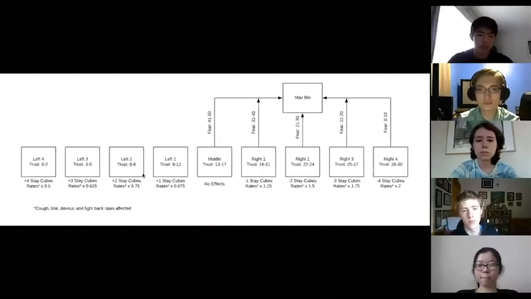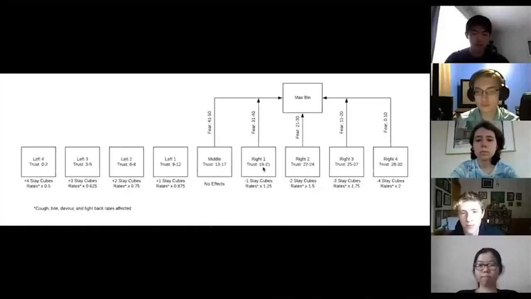As you'll see, trust can range from 0 to 30, and we've set up different bins. Depending on your trust value, you could be in a different bin in each neighborhood. And depending on your global fear, the highest bin you can reach changes, as you can note on the right with the max bin part. As an example, if your fear is within 0 to 10, you could have the max amount of trust at 30, but if your fear is within 31 to 40, the max amount of trust you could have would be 21.